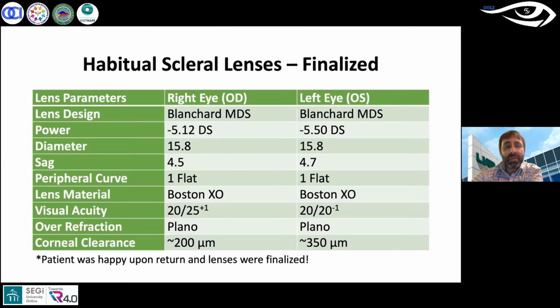So that patient came in, had been wearing the lenses for say 7-8 hours, with no comfort issues. The fit looked good. There was really no over-refraction. The patient was seen 20/25 and 20/20, but really 20/20 overall, and was pretty happy. The central corneal clearance was good, and the edge was good with that one flat. So overall, the patient was happy. We ended up finalizing that set of contact lenses.